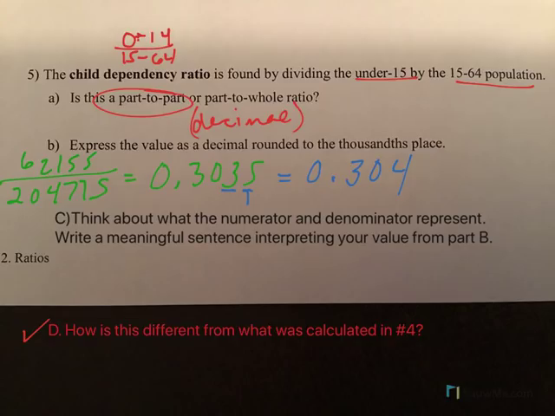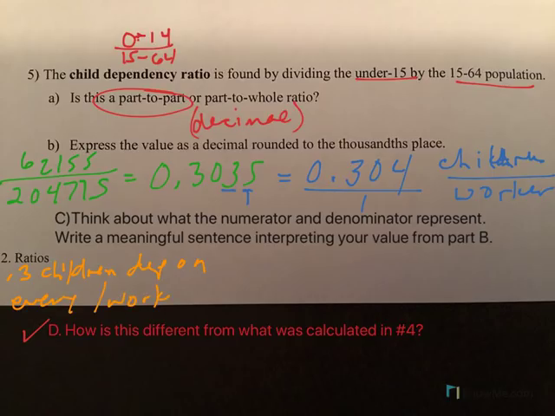Now, what does this mean? Well, if I put this over 1, this represents children, and these are the workers. So that means there are 0.3 children dependent on every 1 worker. Now, a lot of people have trouble saying 0.3 of a child. That doesn't make any sense. So let's look at this.